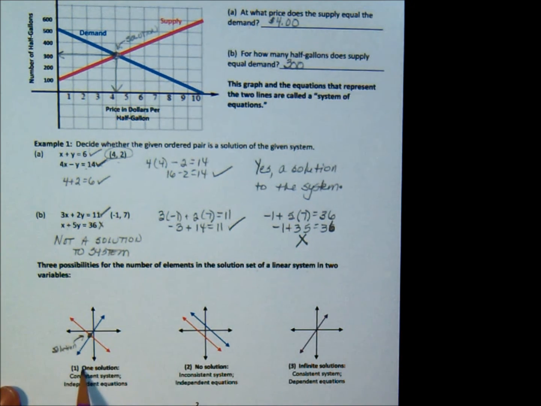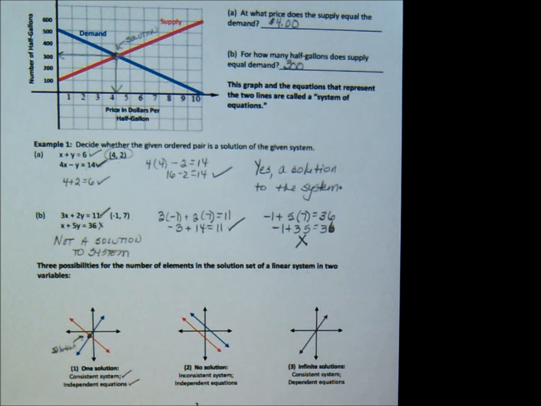So if there is one solution, it means it's a consistent system, just meaning there was a solution, but the equations are independent, meaning the lines are two different lines. And I'm not interested if you know these two words as much as I am interested in you understanding the possibilities that can happen.